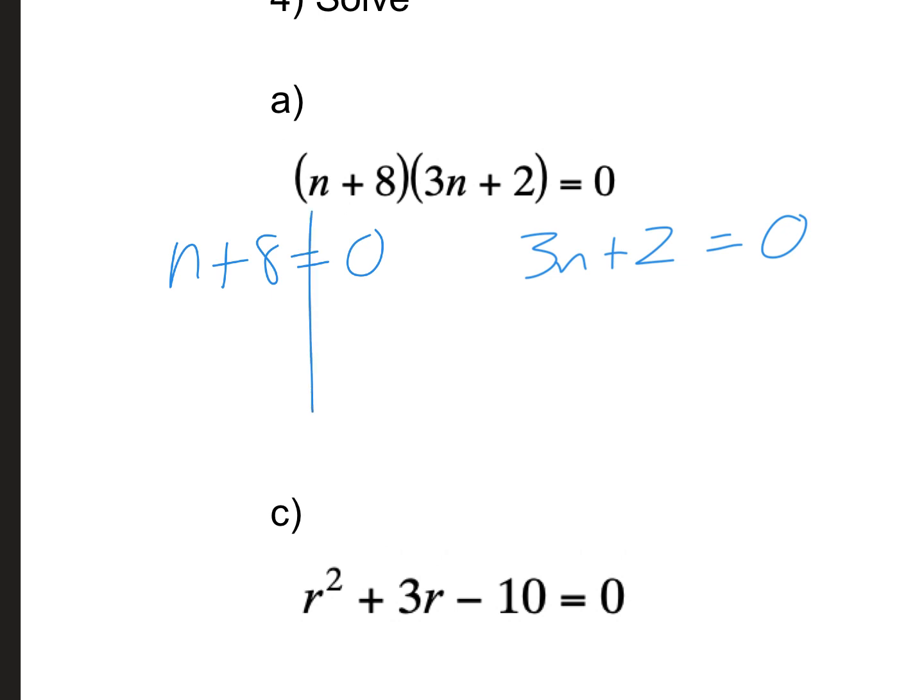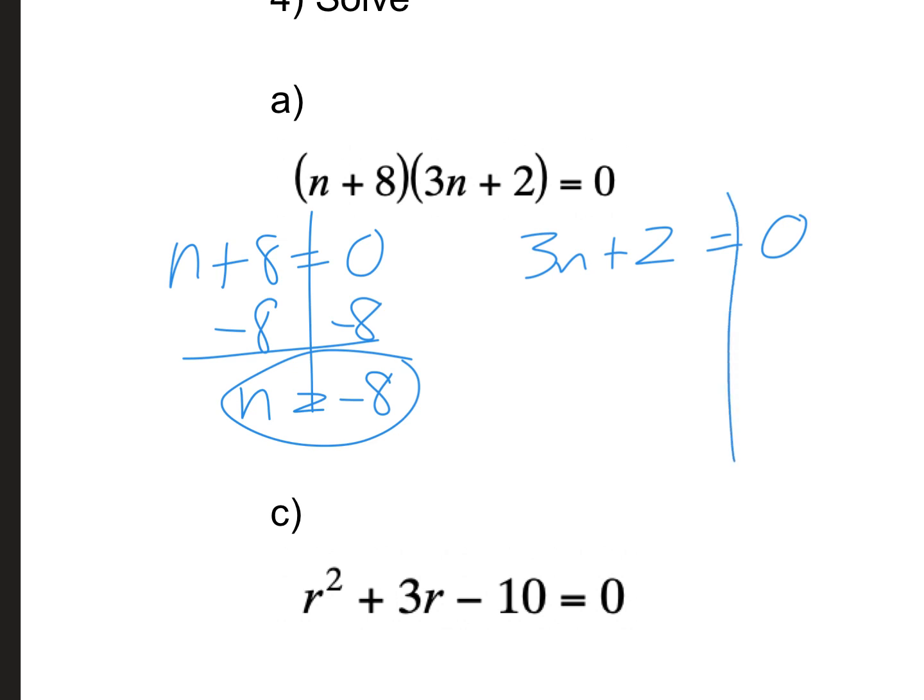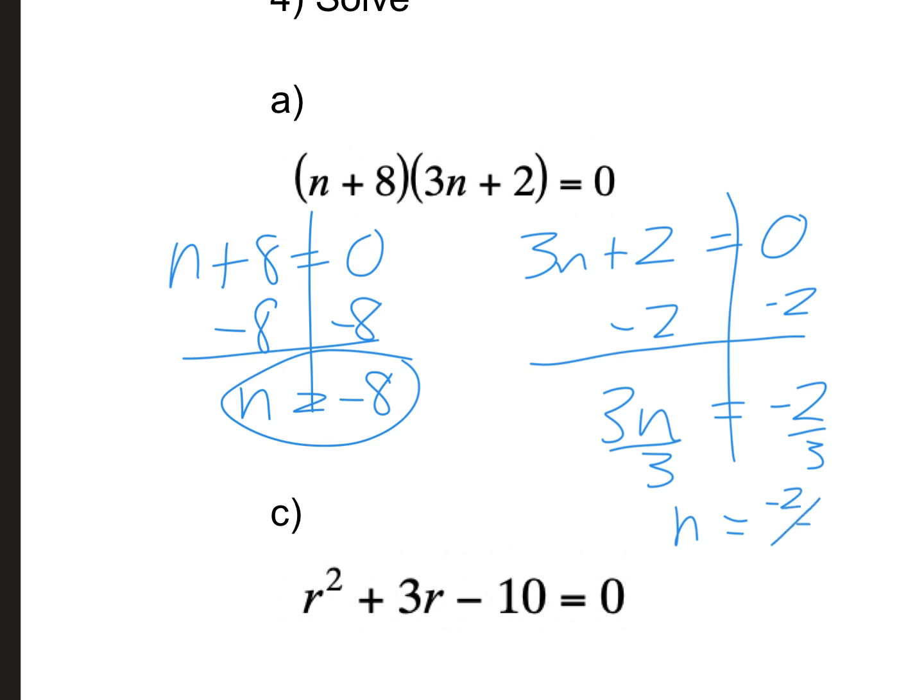If I look at this first one, n plus 8 equals 0. This is a one-step equation. I just have to do the opposite operation and subtract 8 from both sides. And you should get n equals -8. For my other piece, it's a two-step equation. 3n plus 2, I have to subtract 2 from both sides. And this will get me 3n equal to -2. Then to solve for n, I need to divide by 3. And I should get n equals -2/3. So you may get fractions, you may not. But that is how we are solving these.